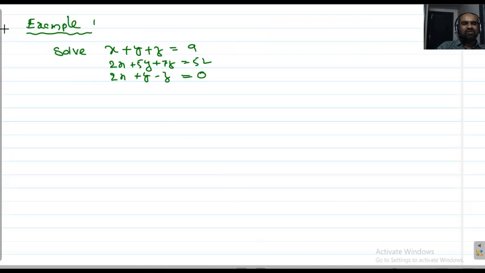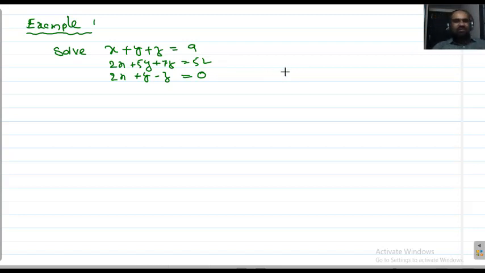Here one example problem is given. Solve x plus y plus z equal 9, 2x plus 5y plus 7z equal 52, 2x plus y minus z equal 0, by using Cramer's rule. To solve, you can use the elimination method also, and by the elimination method you can find the solutions. They may ask in an essay type question: solve this equation by the matrix inverse method, solve these equations by Cramer's rule, or solve this equation by the Gauss-Jordan method, or like that.